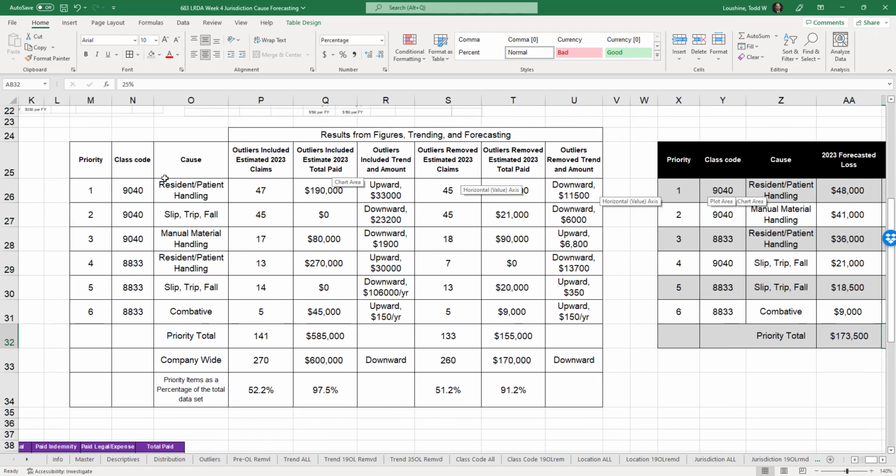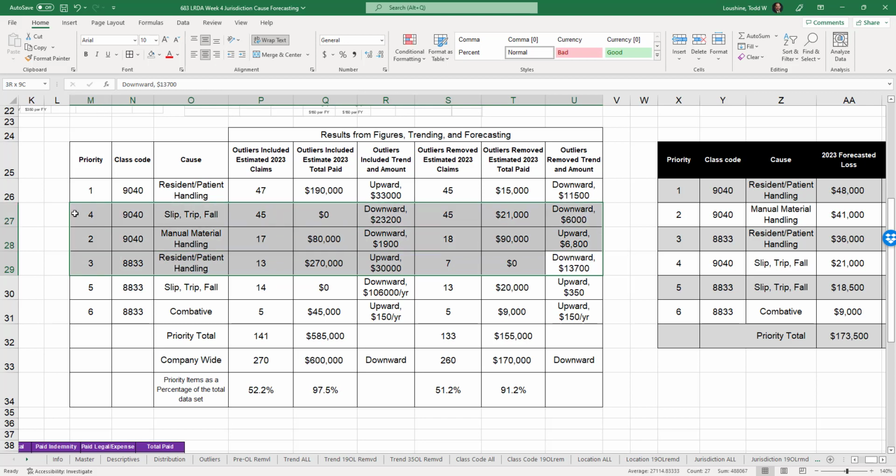So 9041, that's still number 1. Slip, trip, and fall, this goes to a 4. 3 is right here. Oops, sorry. 3 is right here. What's the material handling? That's now going to be 2. Slip, trip, and fall, 883 is now 5, and then this is 6. So not a lot has to be shifted around. Actually, just these 3.